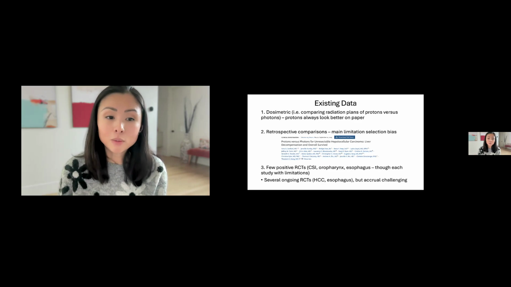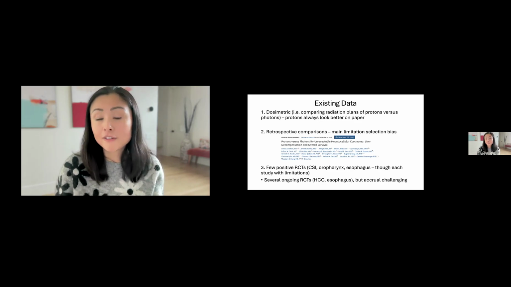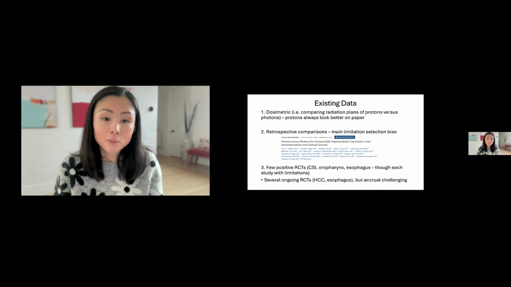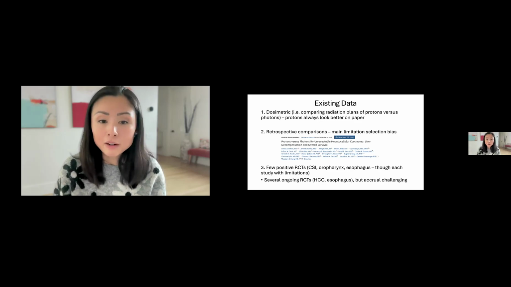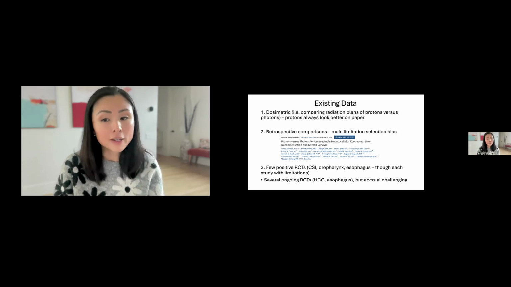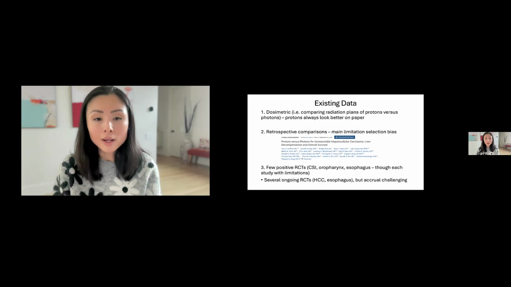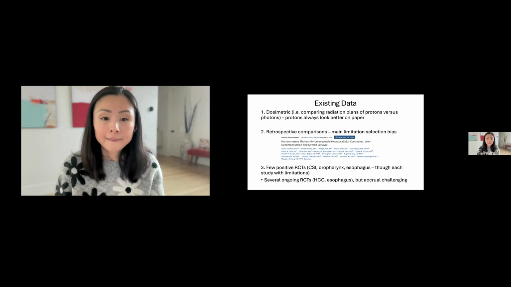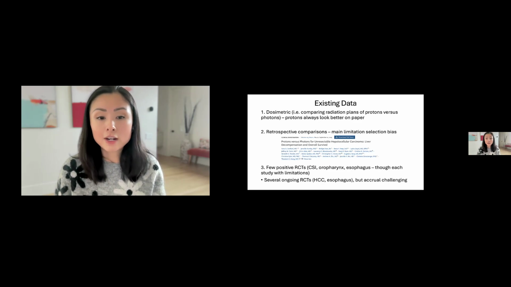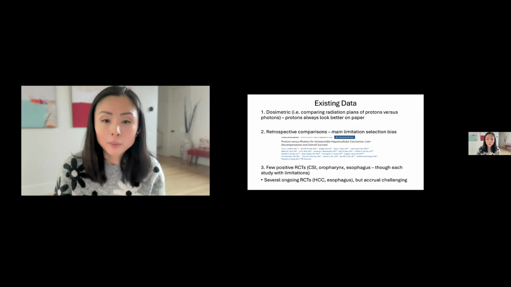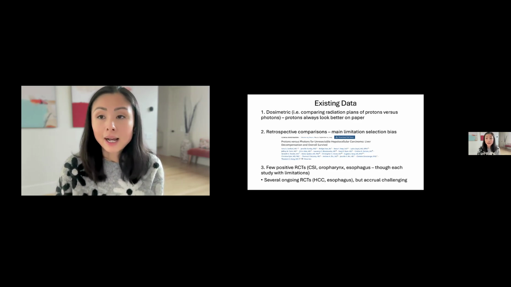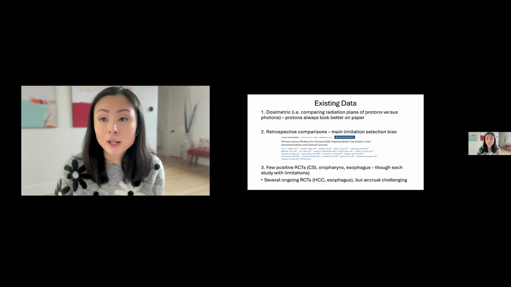Randomized data provide level 1 evidence, but we acknowledge there are actually few positive randomized trials for protons. The ones I can think of are in CSI, craniospinal radiation, oropharynx, and esophagus. I'll talk about that one a little bit more, but each has limitations. There are several ongoing randomized controlled trials of protons. HCC and esophagus are GI ones I can think of through NRG, but for various reasons, accrual has been challenging.